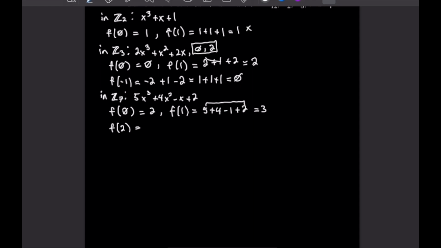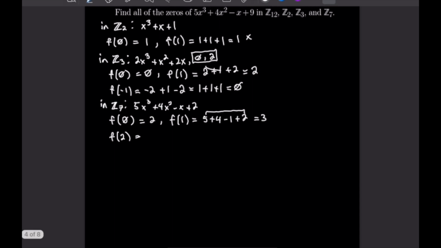Well, let's see, we'll have 5 times 2 cubed. 2 cubed is 8, and we'll have 5 times 8, which is 40. And 40 is equal to 5 in Z7 because it's 5 more than 35. So that will be equal to 5 here. Next, we have 4x squared. Well, 2 squared is 4. We'll have 4 times 4, which is 16, which is equal to 2 in Z7.